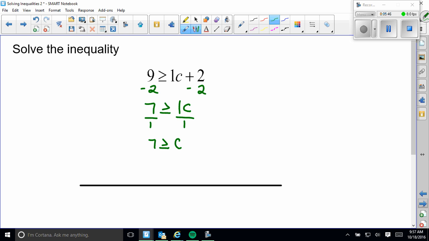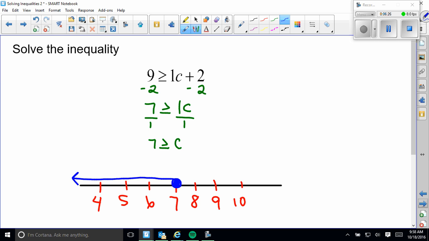So that means that with the amount of money they have, they can buy no more than 7 pieces of candy. But they can buy 7 pieces of candy. So we're going to go ahead and graph this. Since our inequality is including 7, we have a closed circle. It means that they can buy 7 pieces of candy. And then C is less than 7, so it's everything less than 7.